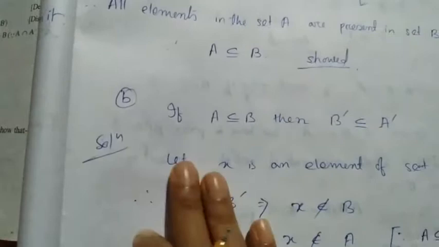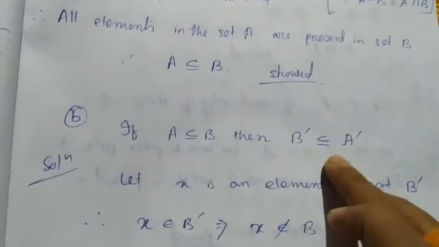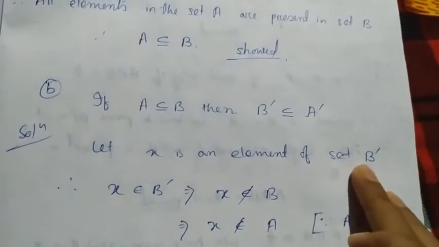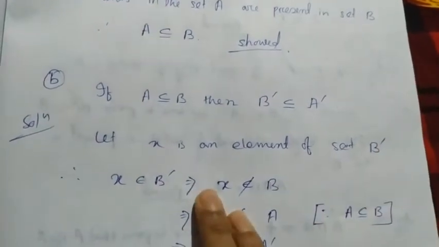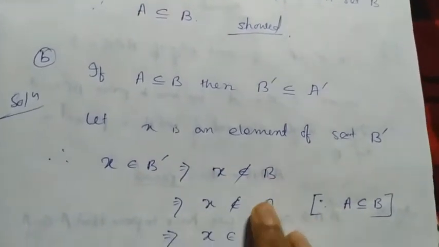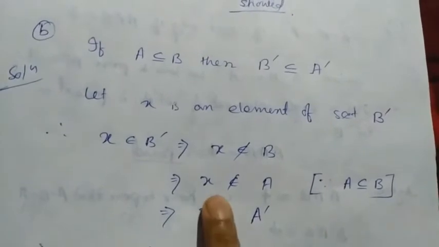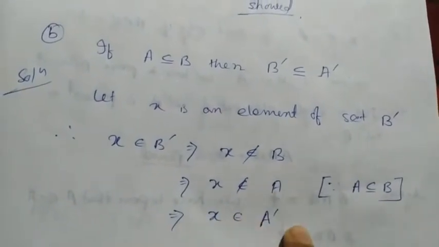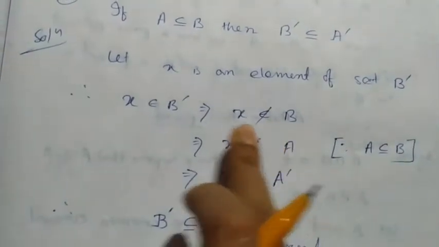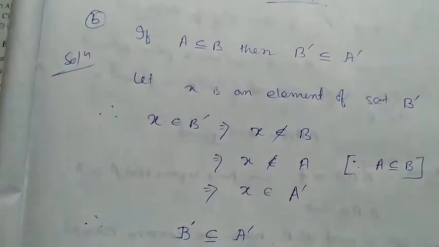Now the second one: if A is a subset of B, then prove that B dash, meaning B complement, is a subset of A complement. Let us take x as an element of the set B complement. That means x belongs to B dash. This implies x does not belong to B. This implies x does not belong to A, because A is a subset of B, given. Now x not belonging to A means x belongs to A dash. A dash or A complement means U minus A. So x belongs to B dash and x belongs to A dash, that means B dash is a subset of A dash. This is proved here.